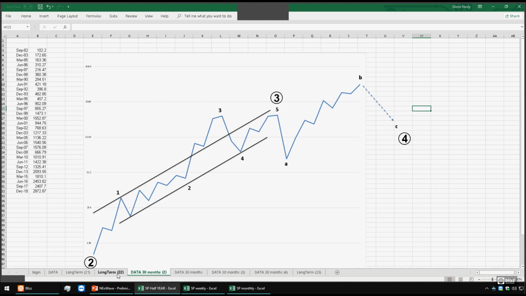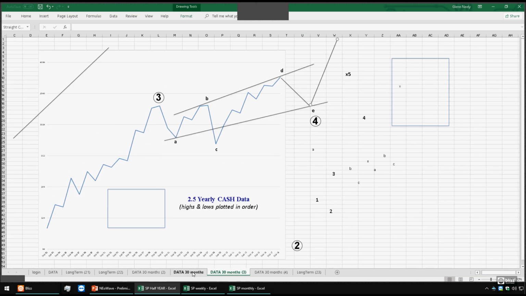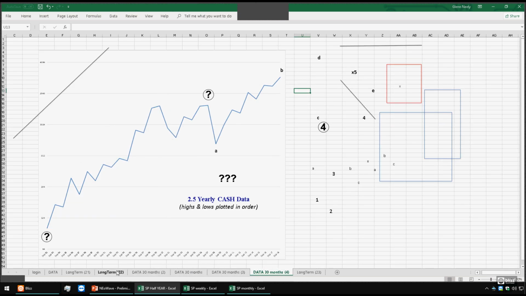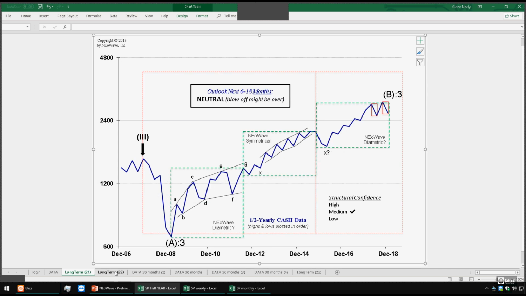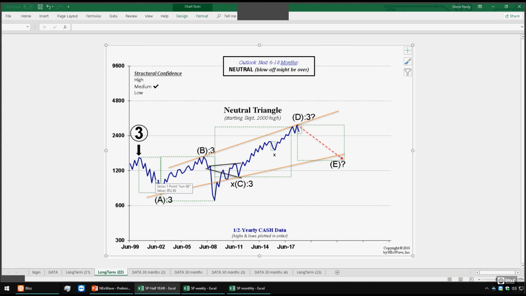This is a 2.5 year chart. So if we break it down to a 6 monthly chart, I don't know if I have that. Okay, so this is as low as it goes. So here's a 6 monthly chart, and it takes the same scenario we just went through, but it expands with more detail. So here's the same neutral triangle.